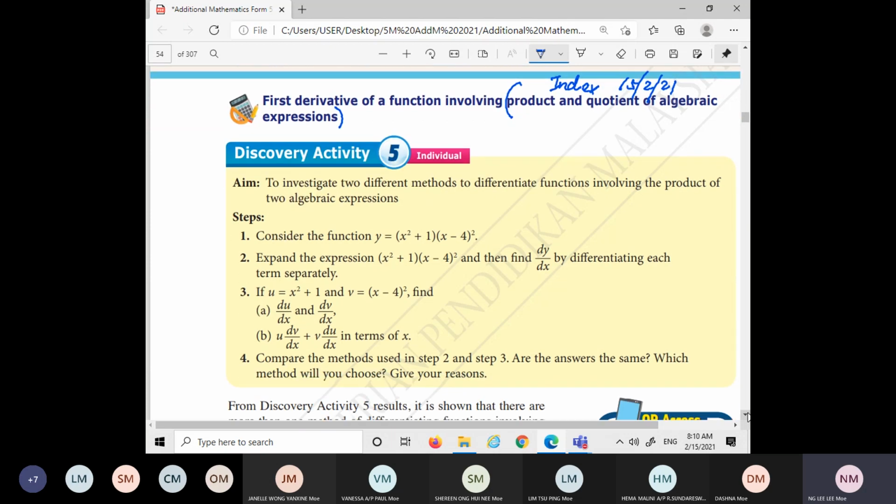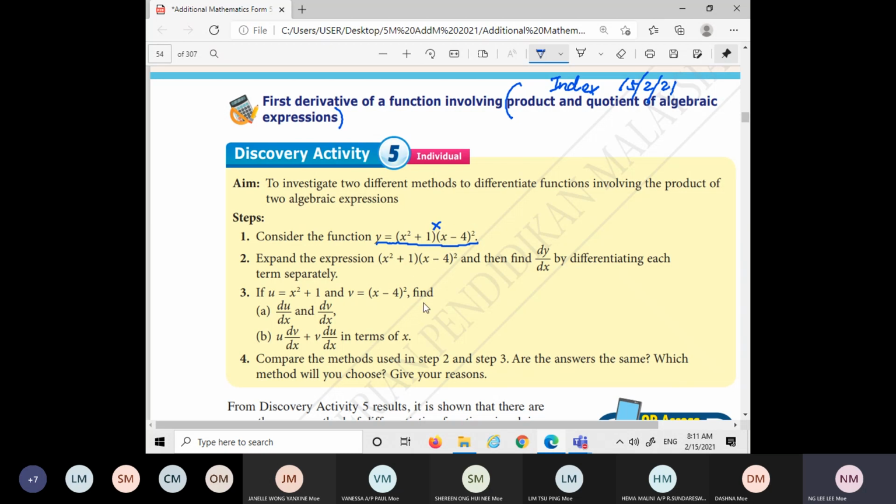Now you can see the expressions are more and more complicated. Today we want to see expressions that involve products and quotients. Product means times. Look at this example. These two brackets, in between is times, that's why it's a product of algebraic expressions. This is one algebraic expression, this is the second one, and in between is times.